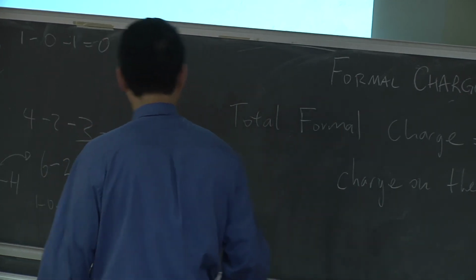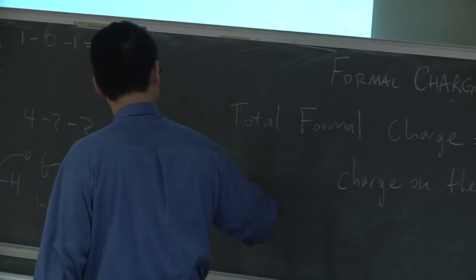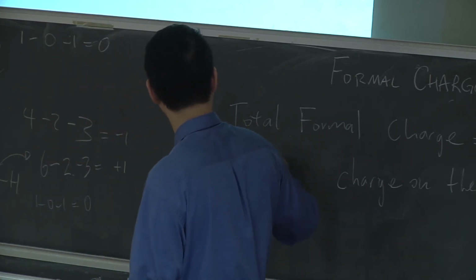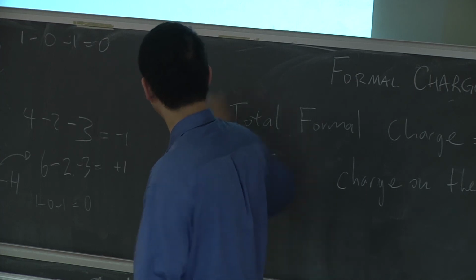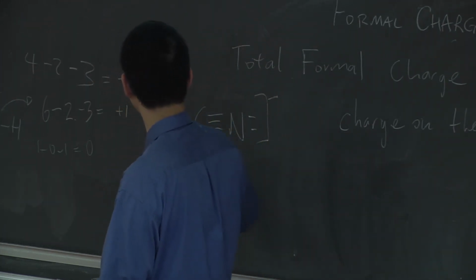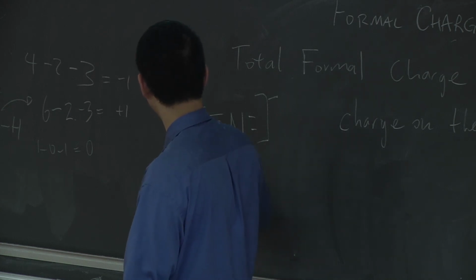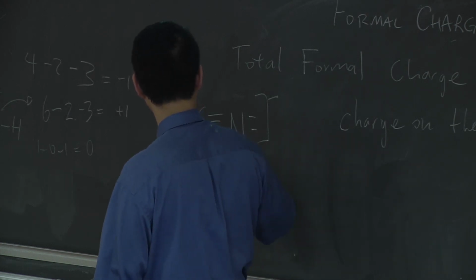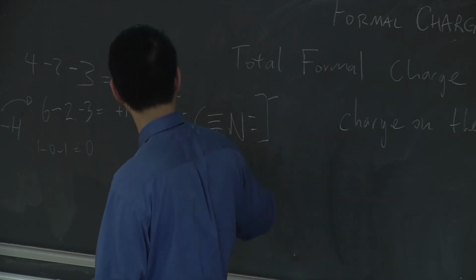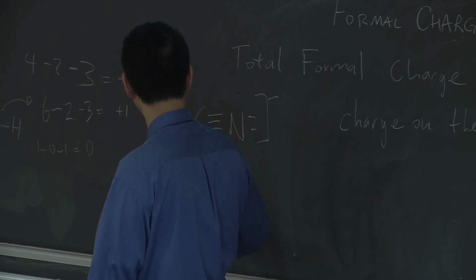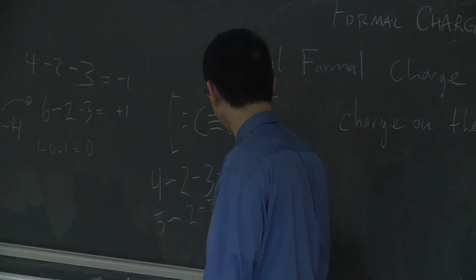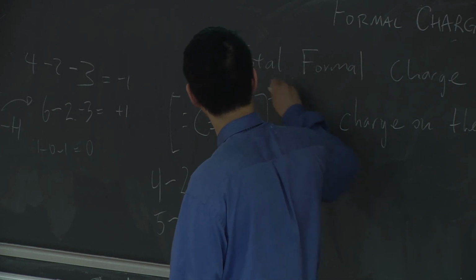Let's, real quick, we did this, right? CN minus. What's the formal charge on C? It's going to be 4 minus 2 minus 3, negative 1. N is going to be 5 minus 2 minus 3 equals 0. Negative 1 plus 0 is negative 1. Matches negative 1.